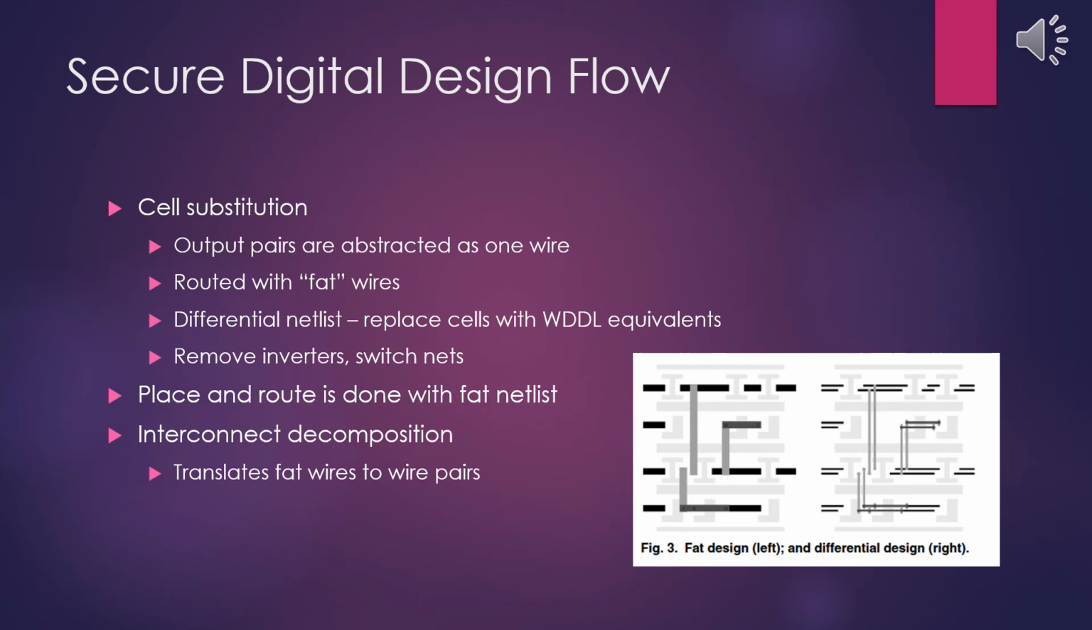In the first new step, cell substitution, all output wire pairs are abstracted as one wire. These are routed with fat wires, which can be seen in the figure on the left side. This happens at a gate netlist level. Each gate is replaced by the WDDL equivalent, and the output wires are paired. Inverters are removed and replaced by switching the nets, since all signals are now paired anyway. This netlist is then used for the place and route step. The interconnect decomposition, which happens after the place and route, converts the abstracted fat wires into wire pairs. This process can be verified in the same way as the normal method, since WDDL gates are functionally equivalent to their counterparts.